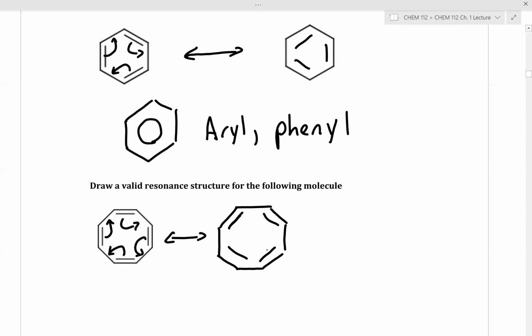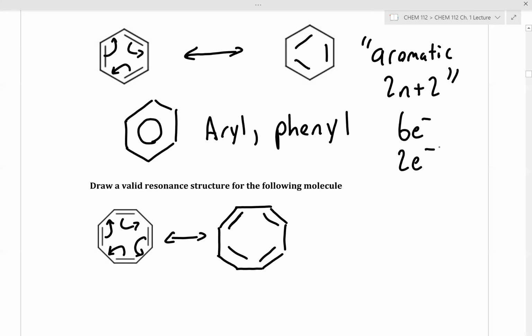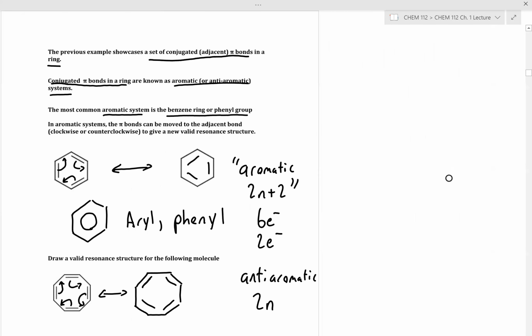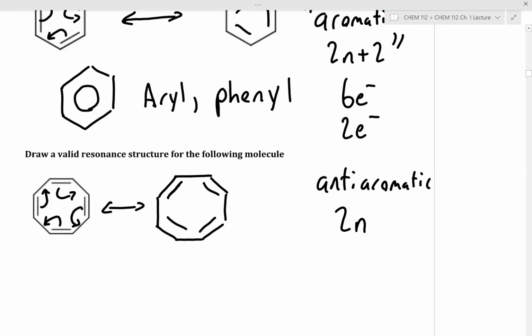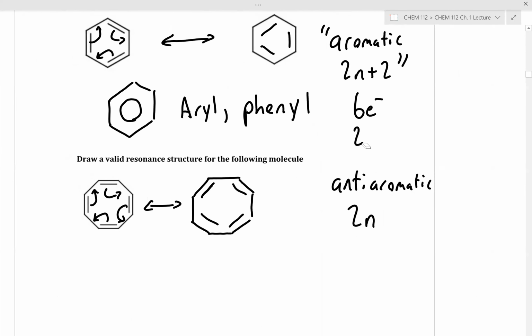In terms of definitions, we best define an aromatic system as having 2n plus 2 electrons. So, for example, 6 electrons, 10 electrons. And we call an anti-aromatic system a system containing 2n electrons. While anti-aromatic follows the 2n form, so 4 electrons and 8 electrons.